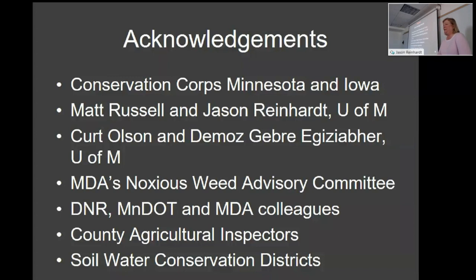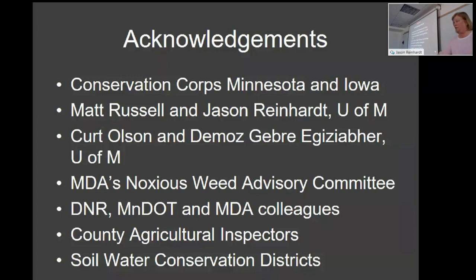So each county is supposed to appoint a county agricultural inspector or a county designated employee. That's the county's decision on who they're going to appoint. Sometimes these county ag inspectors are in soil water conservation districts, sometimes they're in public works, sometimes they're in parks. So they can be in different areas.